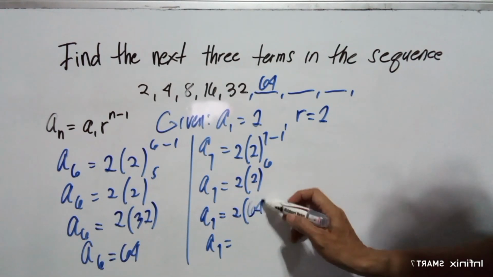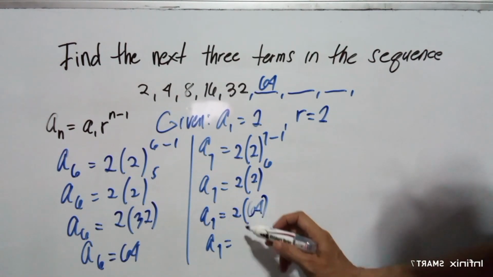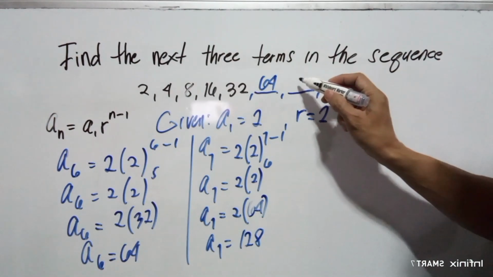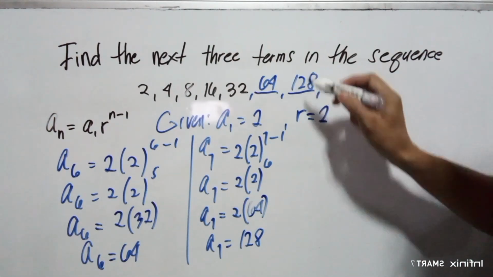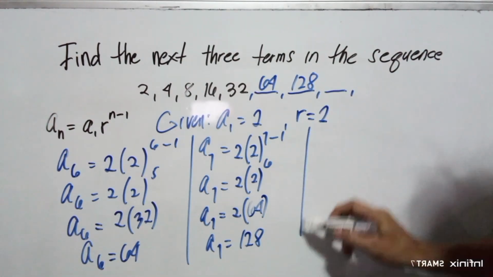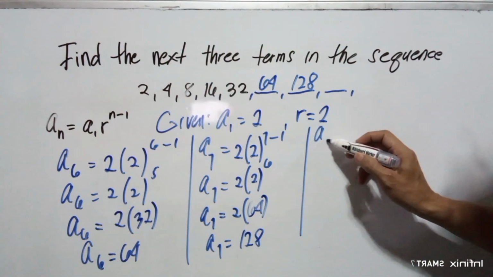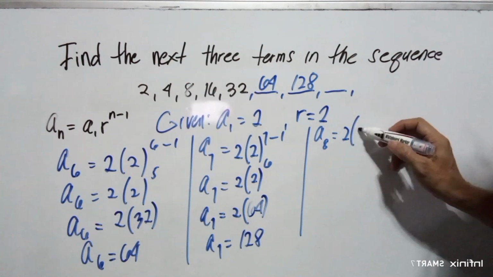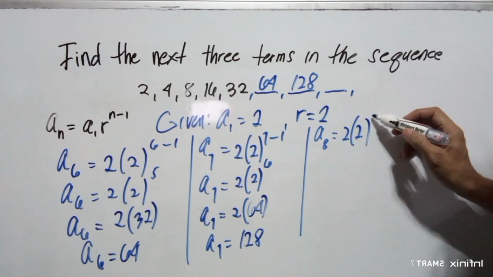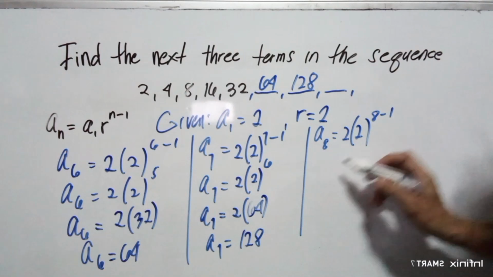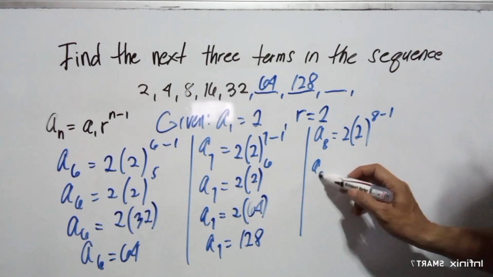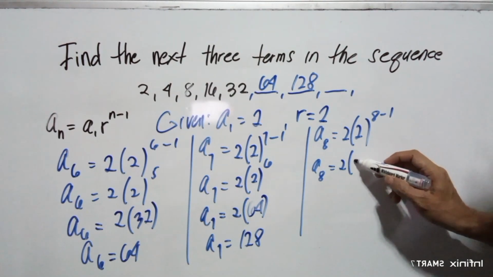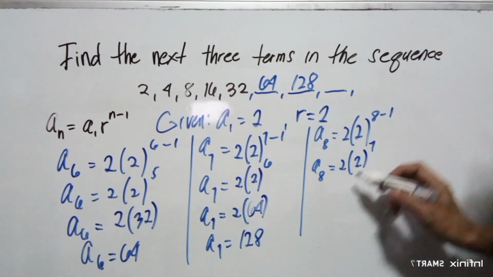So multiply natin yan, 64 times 2, that is 128. So pang 7th term is 128. Okay? Last term, a sub 8 equals 2 times 2 tapos raised to the power of 8 minus 1. So a sub 8 equals 2 times 2 raised to the power of 7.